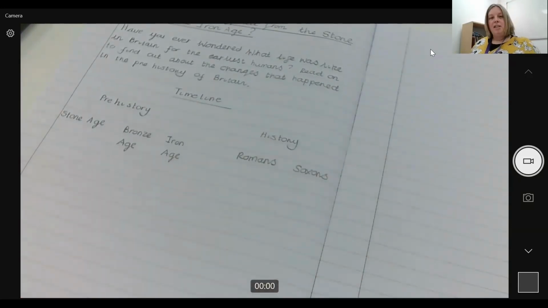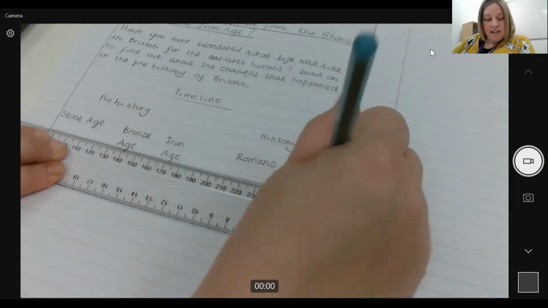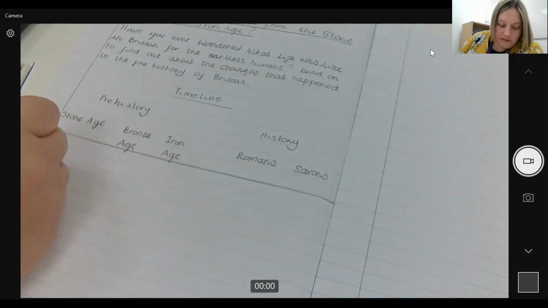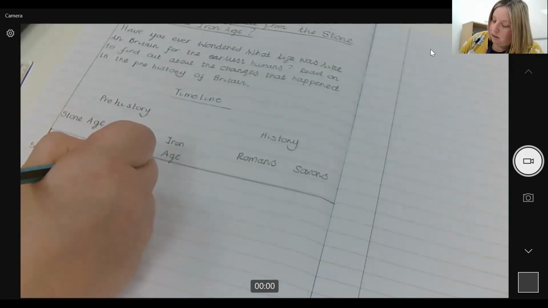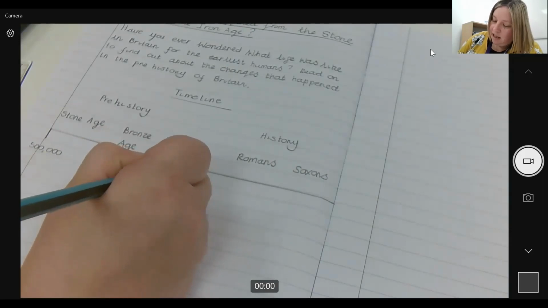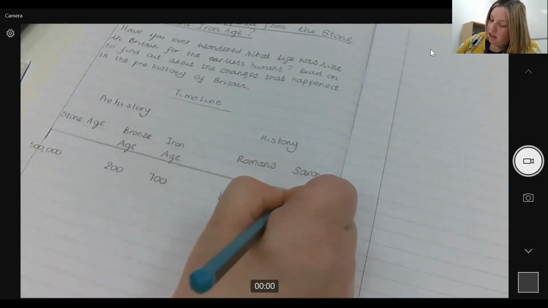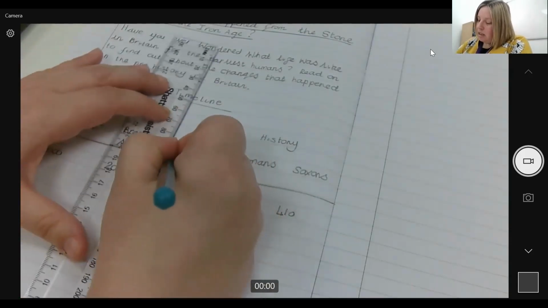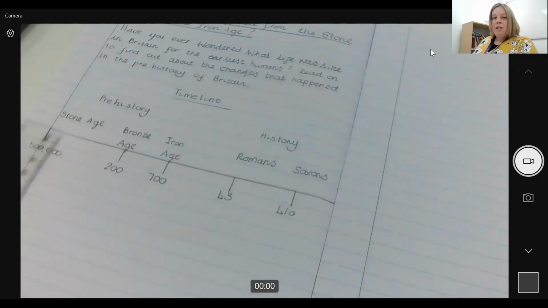It is a timeline, so I need to use a ruler to draw a line. Then I'm going to add some dates. First date that I'm going to add is 500,000. Then 200. Then 700. Then 43, and then 410. And on my timeline, I need to have little markers going to these so that we can see where they fit on our timeline. Pause your video and draw your timeline for me.